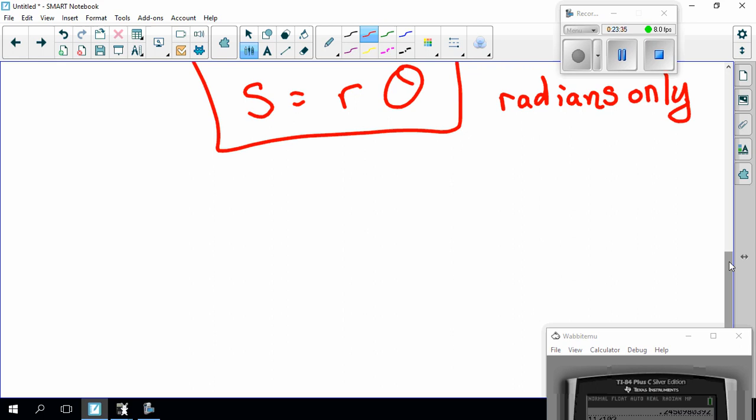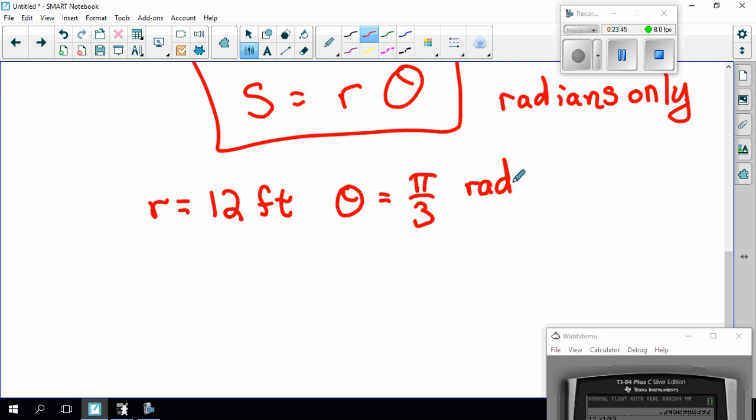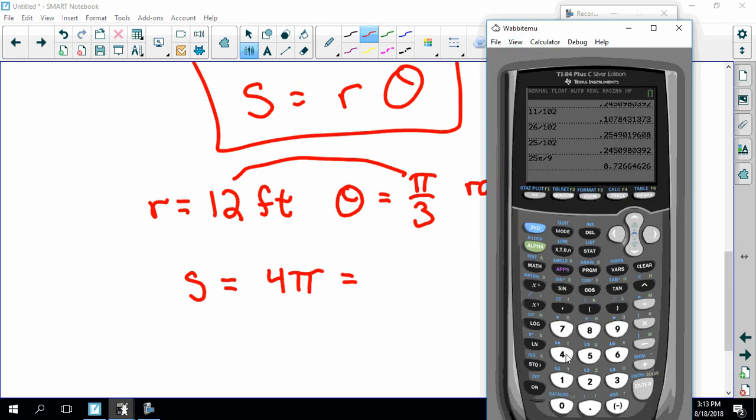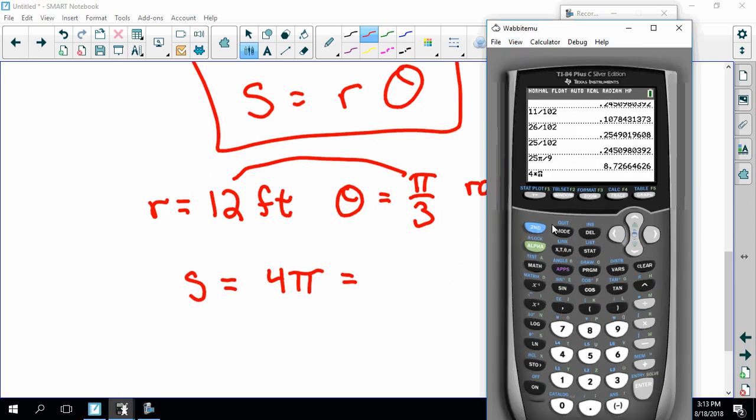so we got this great formula now. If you actually know the radius is 12 feet, and you know theta is pi over 3 radians, then you know S is 4 pi, because it's just 12 times pi over 3, which we should almost know. 4 times pi, 12.56. I'm going to go 5, 6, 6.